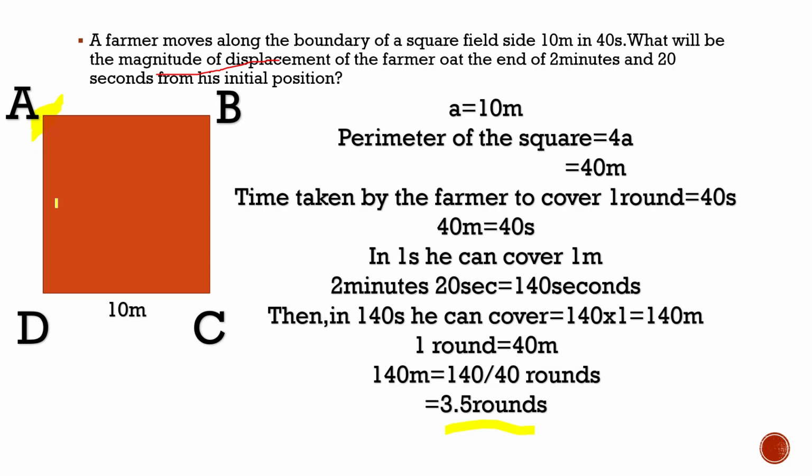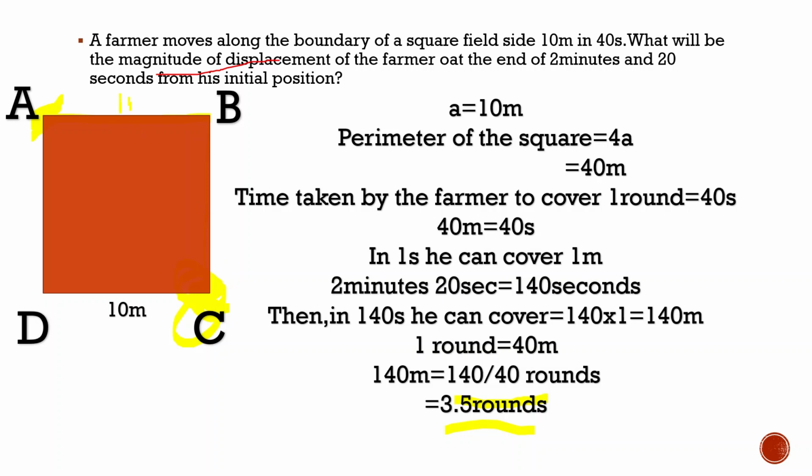So what is the displacement after 3 rounds? 3 rounds means A to B, C, D. 1 round A, B, C, D. 2 rounds A, B, C, D. 3 rounds. So he lands in the same initial position. Initial position is A, final position is A. So what is the displacement? 0. We have 0.5 rounds balance then. So 0.5 rounds is nothing but A to B, B to C.